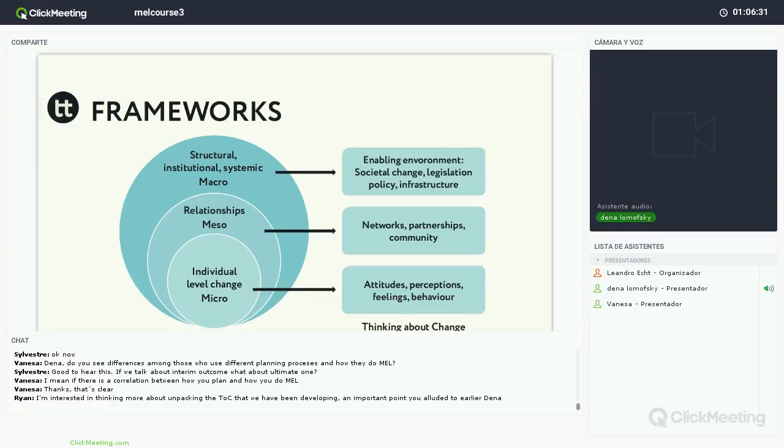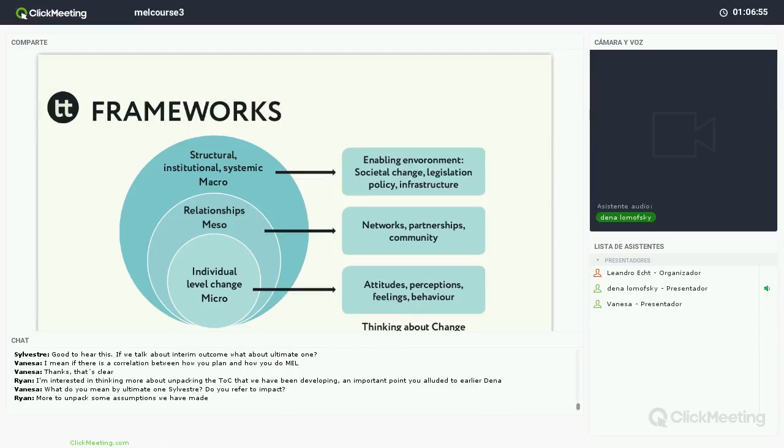Ryan is interested in thinking more about unpacking the theory of change that you have been developing. An important point. So to unpack it into more smaller steps, is that what you're talking about, Ryan? So some more baby steps. And of course, you can have different versions of the theory of change. You can have a summary version, and you can have a version that you use to communicate externally.